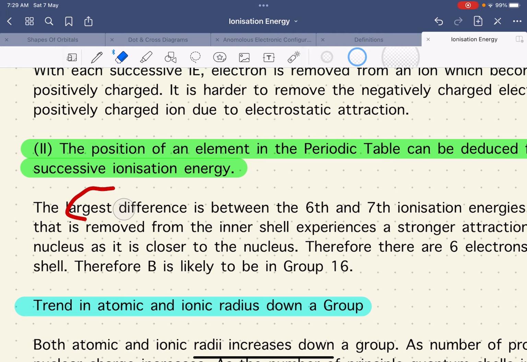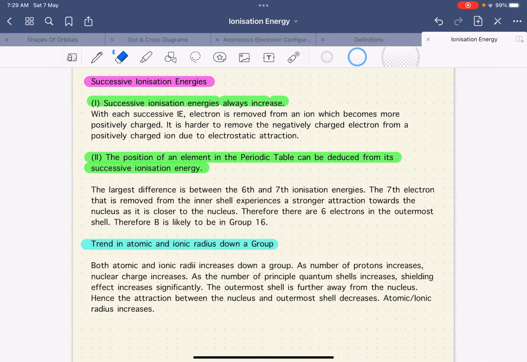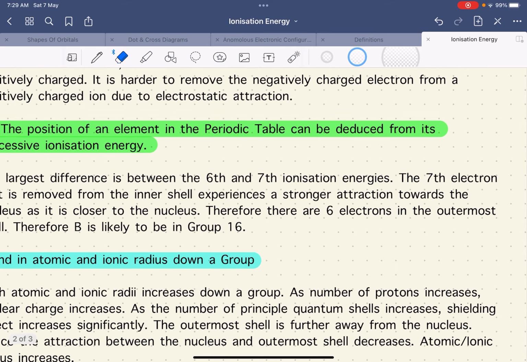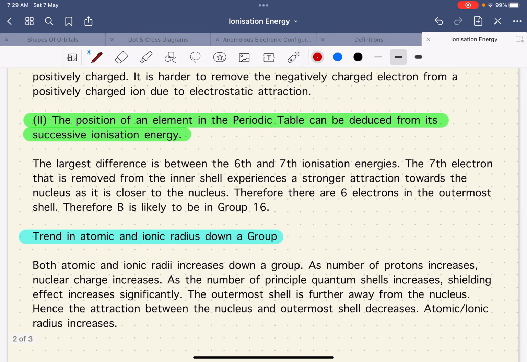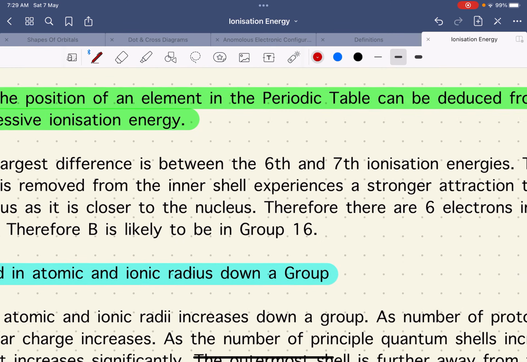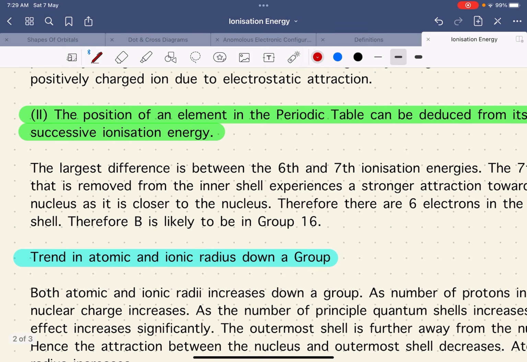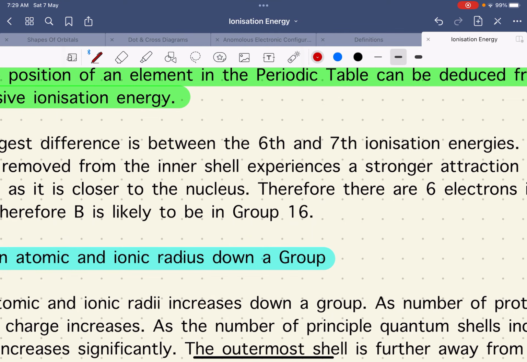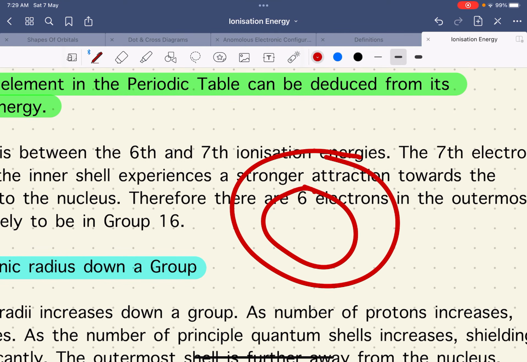For example, between the 6th and 7th ionization energy, when the 7th electron is removed from the inner quantum shell, it experiences a stronger attraction towards the nucleus as it is closer to the nucleus. There are 6 electrons in the outermost shell: 1, 2, 3, 4, 5, 6. Then the inner shell has 1, 2, 3, 4, 5, 6, 7, 8.